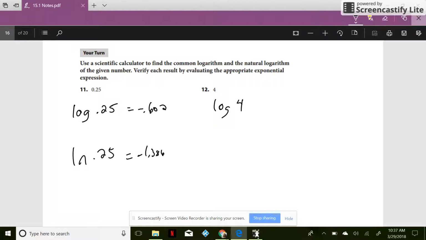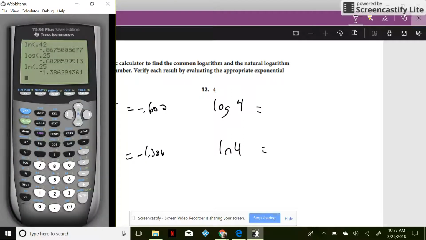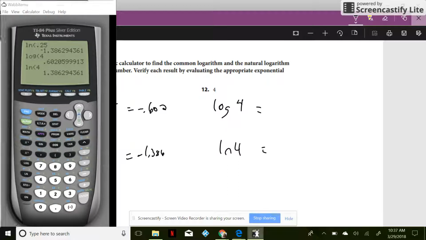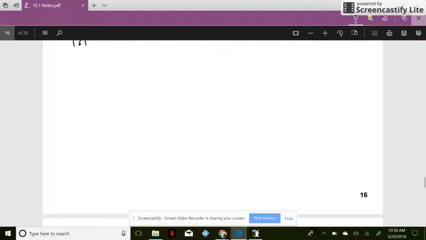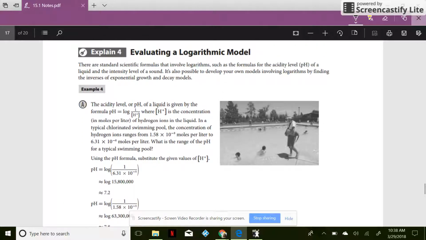Log of 4 and natural log of 4. Let's see what we get with those. So log of 4 would be 0.602, and natural log of 4 would be 1.386. So you'll notice these values are the same, just one's positive and one's negative. Because if we think about what it means to do these, if you tried to circle the wagon again, you'd see that because of the bases, raising them to a fractional exponent versus a whole number exponent is what's getting us the positive and negative values there.